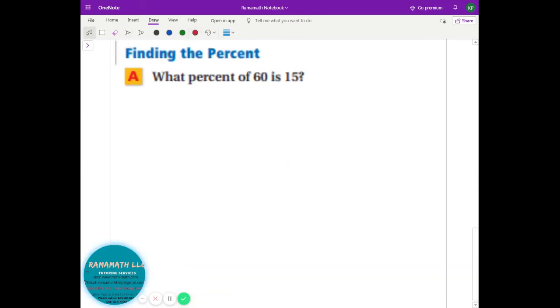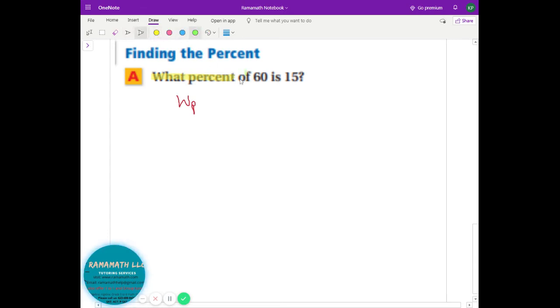These questions can sometimes get confusing, so please pay attention. I'm going to explain this kind of model, and then you can work on it. When you have these questions, try to convert them into simple words. What percent means, let's say we don't know that, that's a 1%. The next one is of.